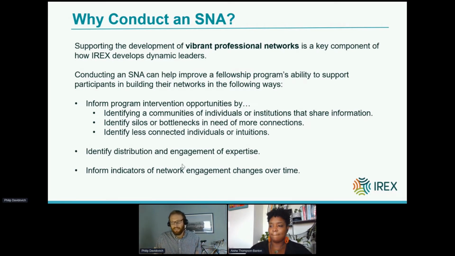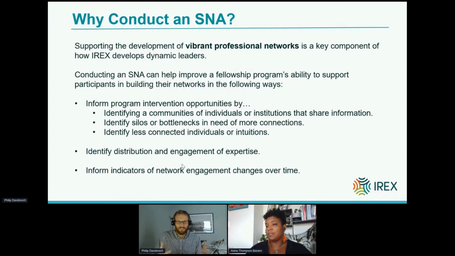Secondarily, we could identify the distribution of engagement and expertise, where certain alumni may be sharing their information with most and less, and where that distribution falls across the network, especially when it comes to information and knowledge sharing. Where is that information being concentrated, and what can we do to improve the diversity of its spread? And finally, even at a base level, we can inform indicators of network engagement changes over time.